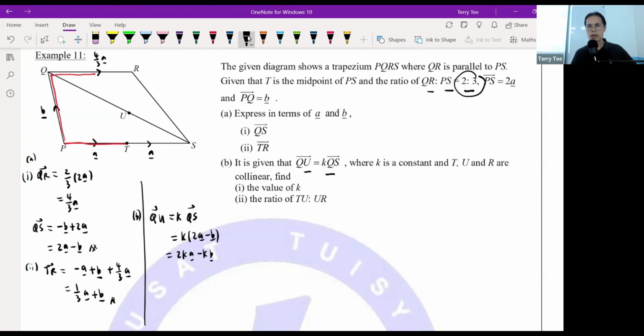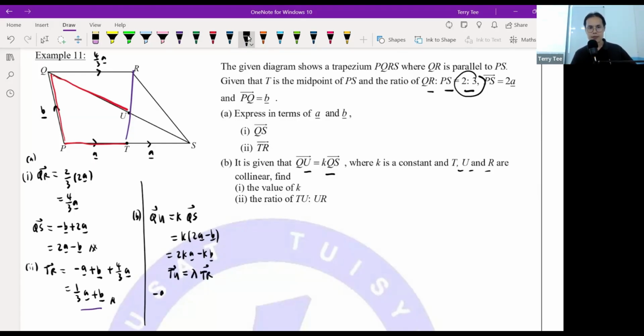So we are supposed to find K, given that TUR are collinear. Okay, where's TUR? TUR is this. So we know TR already. We just have to find TU. And to find TU, just now I added this, right? Just go one round. TU is just T to P, P to Q, Q to U. Let me write TU equals lambda TR.